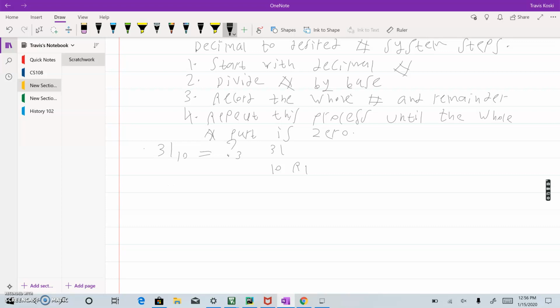Alright, so what you should have gotten when you keep dividing, 10 divided by 3 is 3 with a remainder of 1. 3 divided by 3 is 1 with a remainder of 0, and 1 divided by 3 is 0 with a remainder of 1. So if I go ahead and circle these numbers, read it from the bottom to the top, and write it from the left to the right, you're going to have 1, 0, 1, 1.